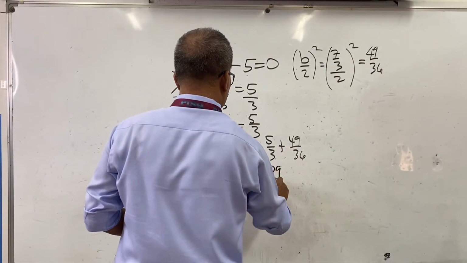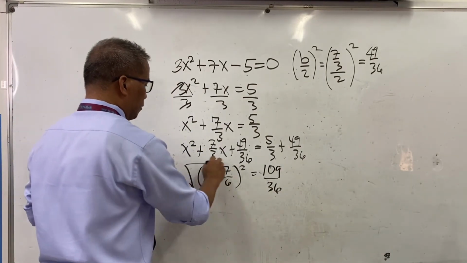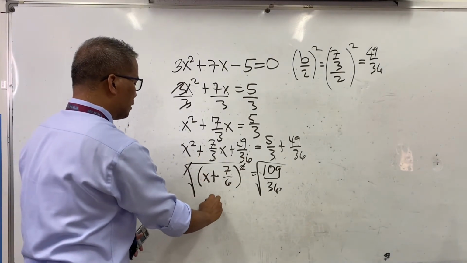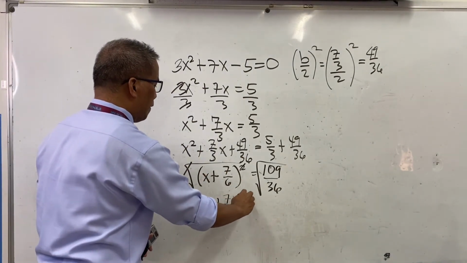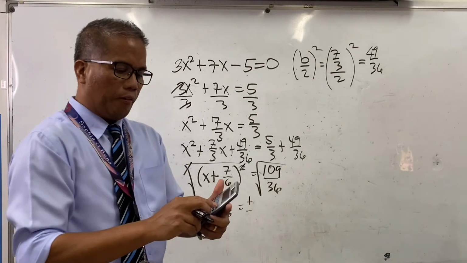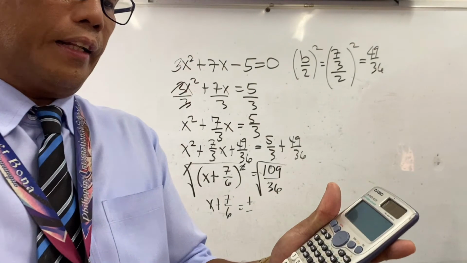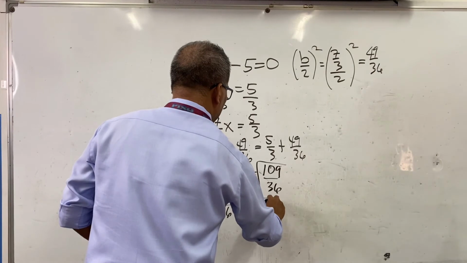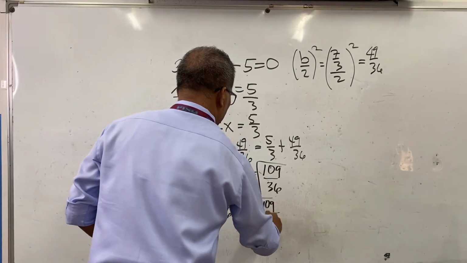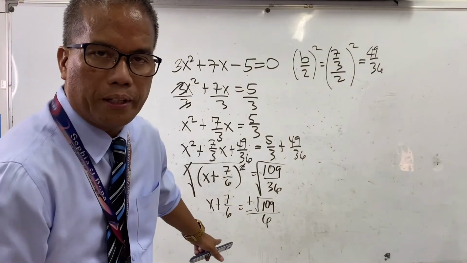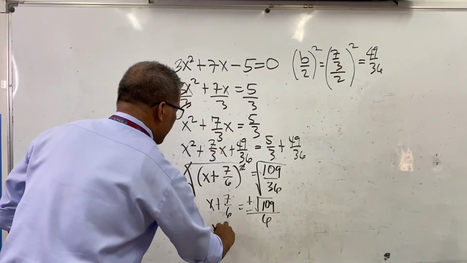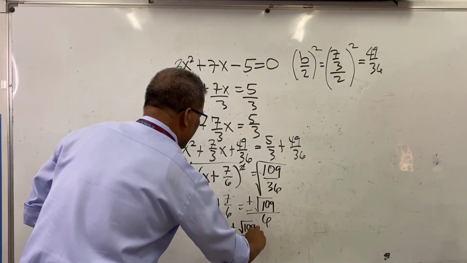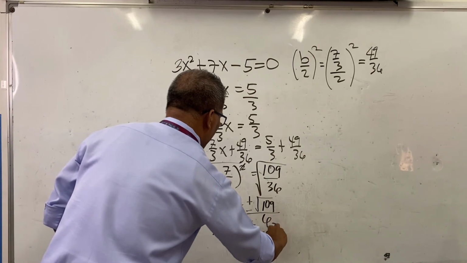109 over 36. Then apply the square root principle. So take the square root of both sides, cancel this. So x plus 7 over 6 equals positive negative the square root of 109, so it's still 109, and the square root of 36 is 6. Then transpose 7 over 6. So x is equal to positive negative the square root of 109 over 6 minus 7 over 6.